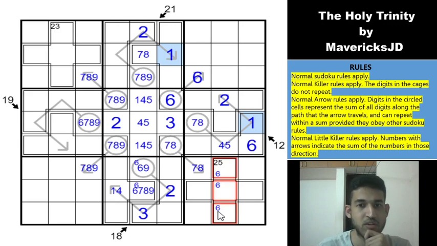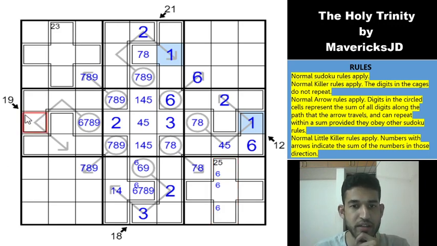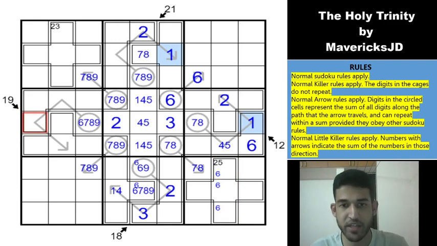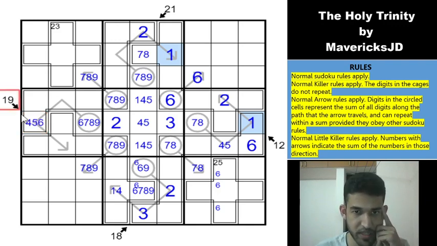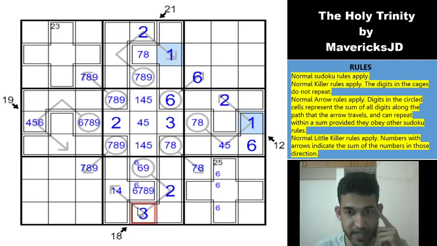Okay, so if you look at this cell, it cannot be 1, 2 and 3, and it also cannot be 7, 8 and 9, because then that would violate the arrow. So which means that the possibilities here can only be 4, 5 and 6. Okay, now I'm seeing some action going along the 19 arrow. So maybe that would help us, not sure really.